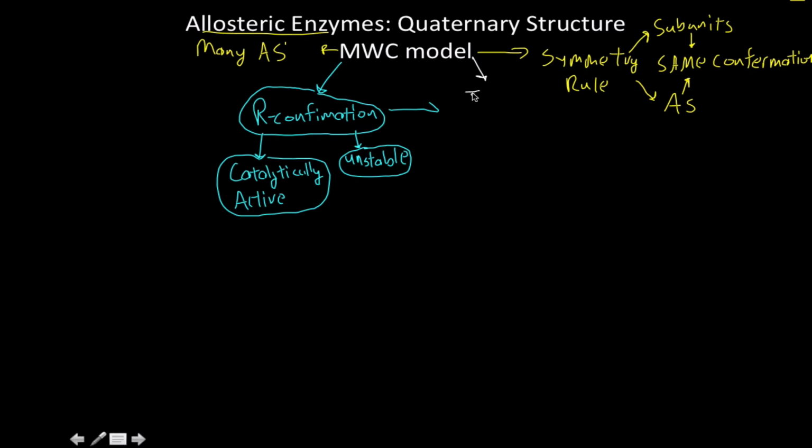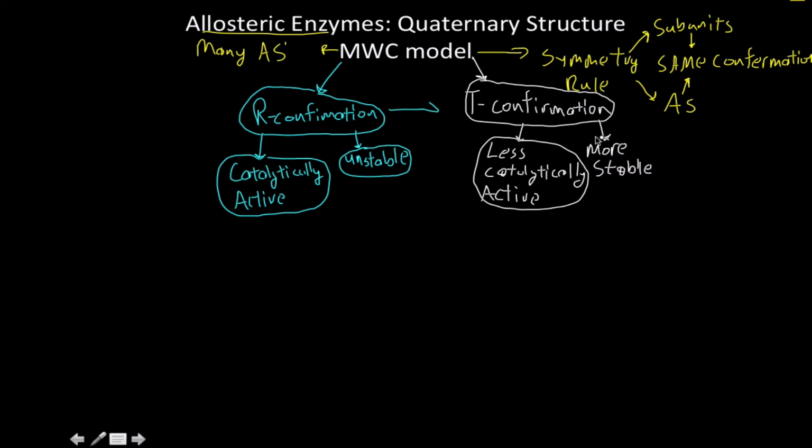The other conformation is known as the T conformation. Again, it stands for tense, but I think that's stupid because it doesn't really tell you anything. This is less catalytically active and therefore more stable. Less catalytically active and more stable. And these guys exist in equilibrium.